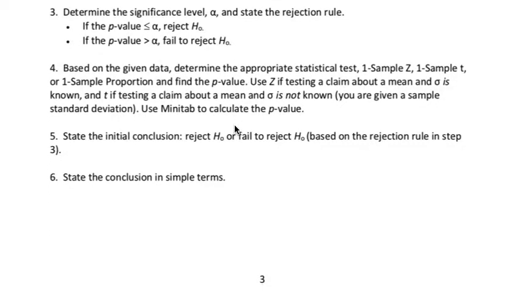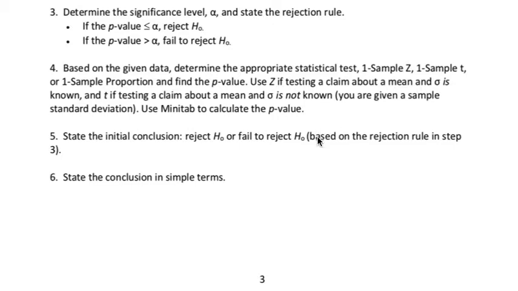So we're going to be using the same menus in Minitab that we use for confidence intervals: one sample z, one sample t, and one sample proportion. So we will determine which one we're going to use. Obviously, we use one sample proportion for proportion problems. For mean problems, it depends on if our standard deviation is known, a population standard deviation, in which case we will use z, or if our standard deviation is not known, if we're using a sample standard deviation, then we will use t.